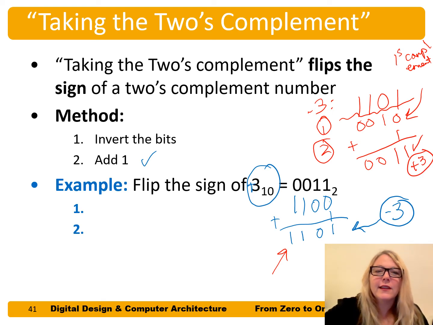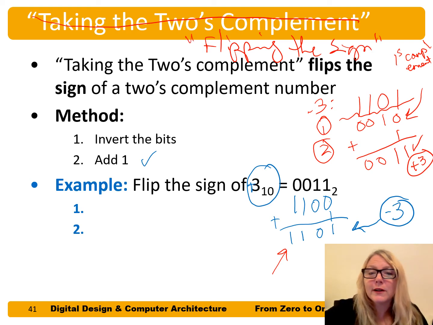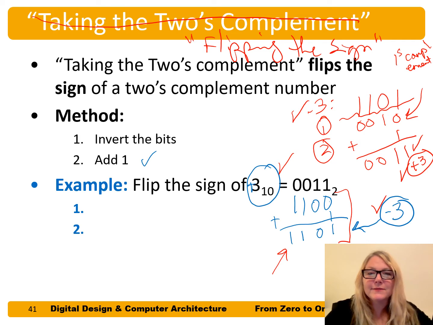And so this is called the flipping the sign method. We're going to replace the term taking the 2's complement with the flipping the sign method. We can take a negative 2's complement number, use this method to flip the sign, and turn it into a positive 2's complement number with the same magnitude. Or we can take a positive 2's complement number, use this method to flip the sign and keep the magnitude the same, and turn it into a negative 2's complement number of the same magnitude.